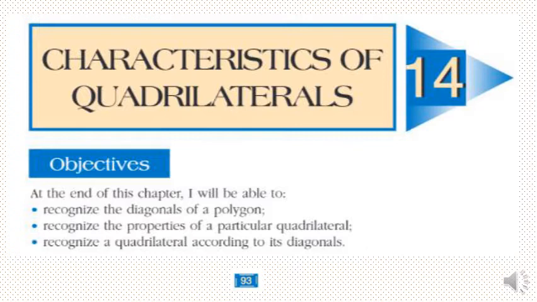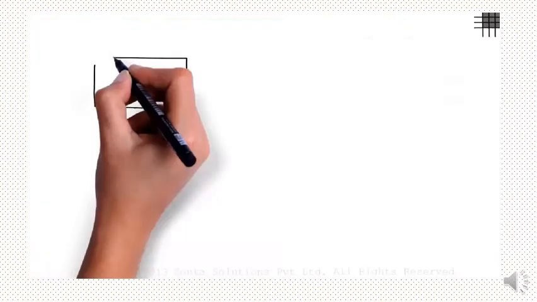We have many objectives in this lesson, which are recognizing the diagonals of a polygon, recognizing the properties of some quadrilaterals, and how to recognize a quadrilateral according to its diagonals. First of all, let's talk about what a quadrilateral is.